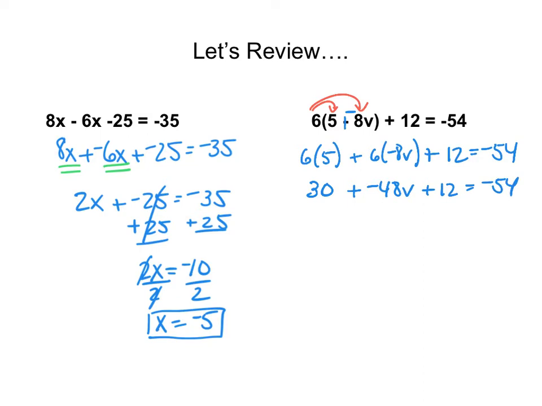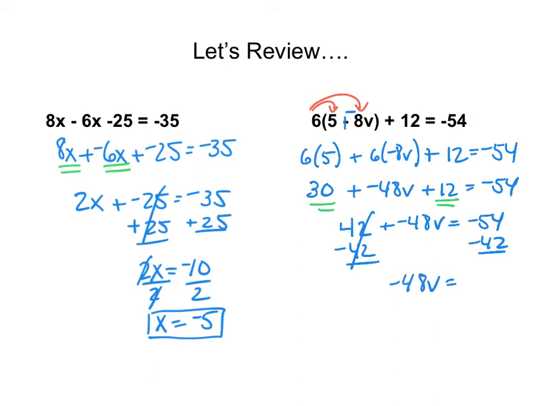And now I can add my constants together because those are the like terms on the left side of the equation. So 30 plus 12 is 42 plus negative 48v equal negative 54. And I'm going to subtract 42 from both sides. So these will cancel and leave me with a negative 48v on the left. And negative 54 minus 42 would be negative 96. Now I'm going to divide both sides by negative 48. These will cancel and leave me with v is equal to a positive 2.